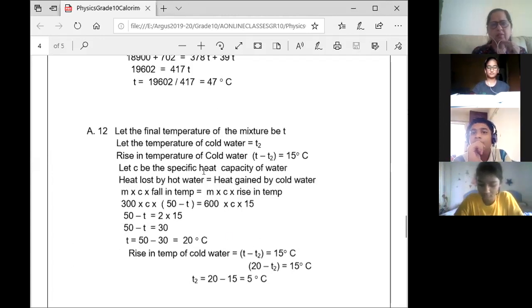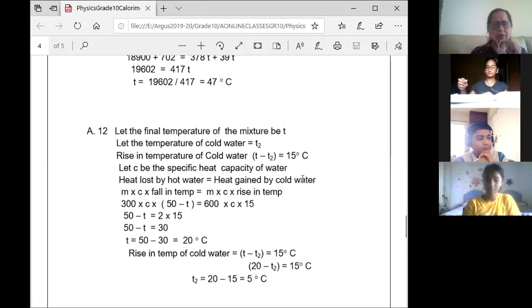Now here, see what they have written. They have not given us the temperature of cold water, but they said that the temperature of cold water rises by 15 degrees. What does this mean? Whatever is the final temperature of the mixture minus the temperature of cold water, that will become 15 degrees. So let us say the final temperature of the mixture is 45 degrees Celsius, right? And they are saying temperature of cold water rises by 15 degrees. That means the initial temperature of cold water should be 30 degrees Celsius, right?